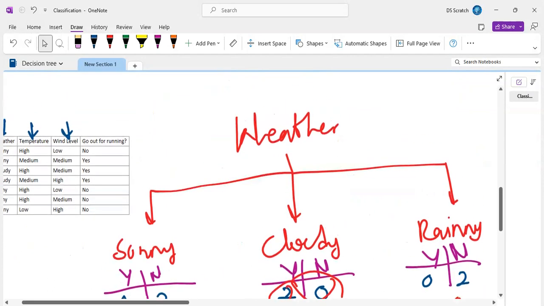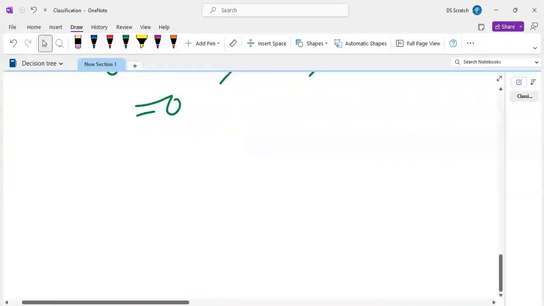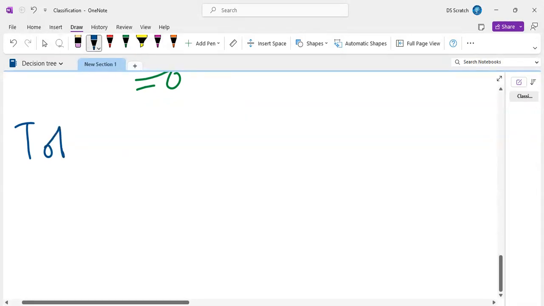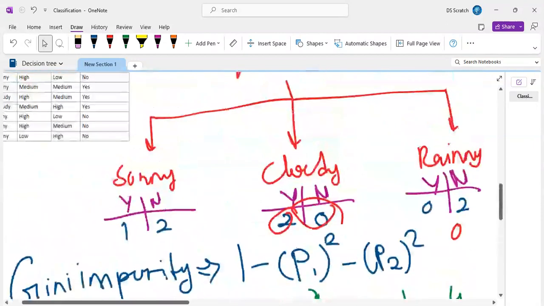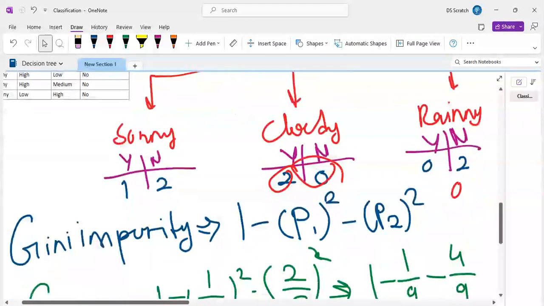Now we want to calculate the total Gini impurity for the weather. For that purpose, we will calculate the weightage for each section times their Gini impurity. We have the sunny weather. Like the weightage of the sunny, how many samples do we have for the sunny? Three. The total sample is eight.